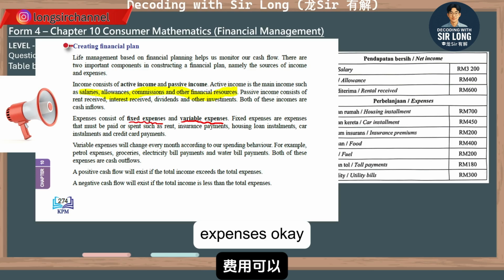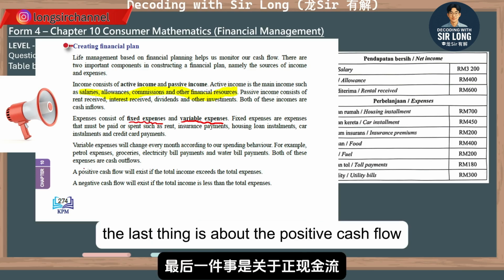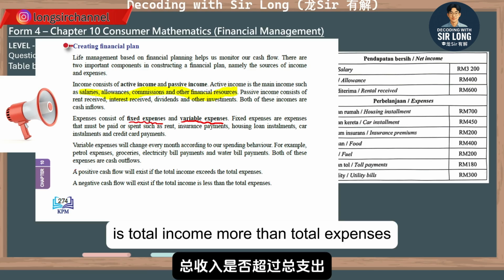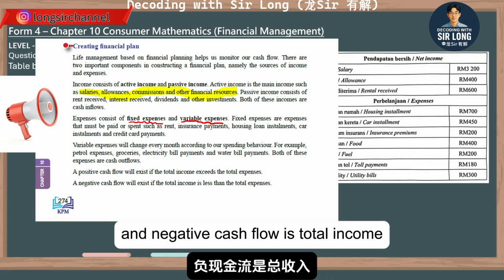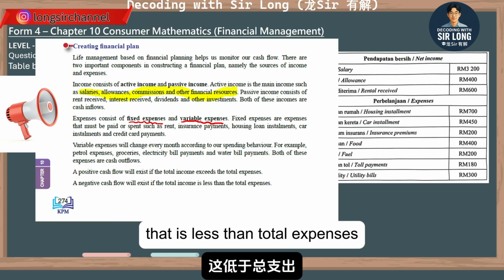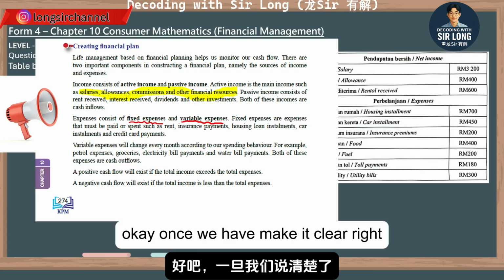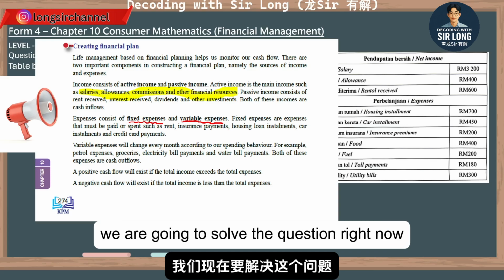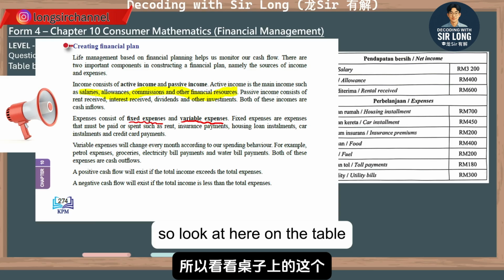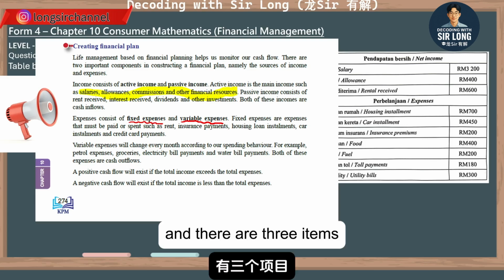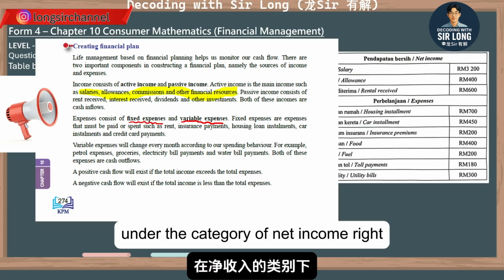and these expenses will be considered variable expenses. Of course, the last thing is about cash flow: positive cash flow is when total income is more than total expenses, and negative cash flow is when total income is less than total expenses. Once we have made it clear, we are going to solve the question right now. Look at the table here, and there are three items under the category of net income.